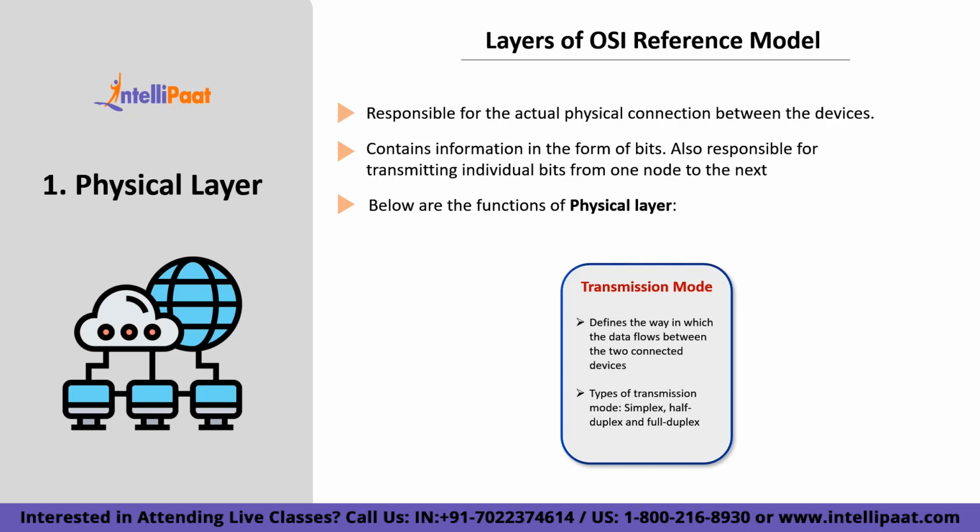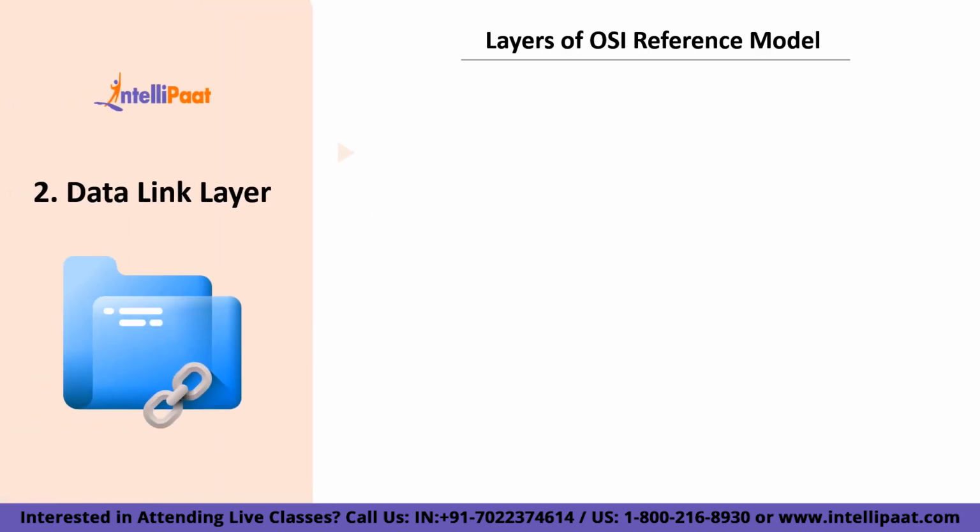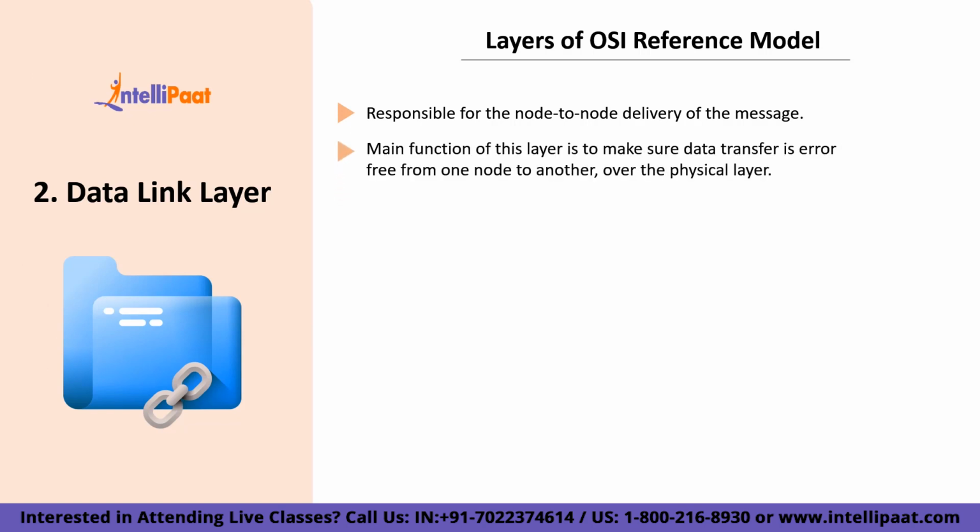Now next, let's talk about data link layer. The data link layer is responsible for the node-to-node delivery of the message. The main function of this layer is to make sure data transfer is error-free from one node to another over the physical layer. When a packet arrives in a network, it is the responsibility of DLL to transmit it to the host using MAC address.